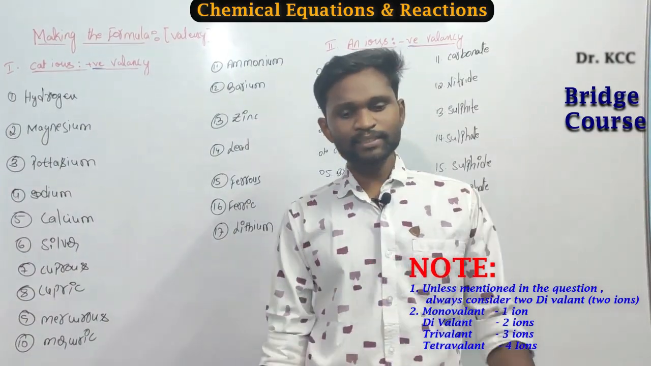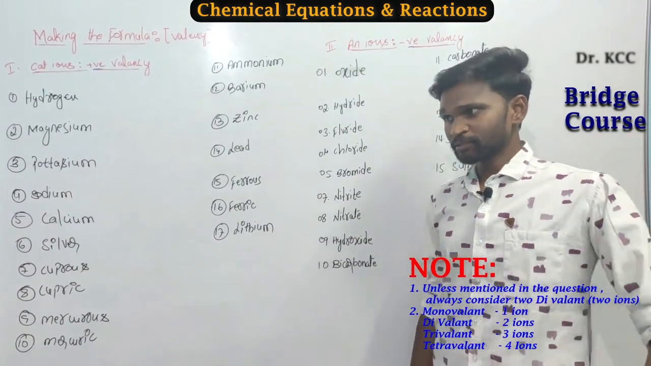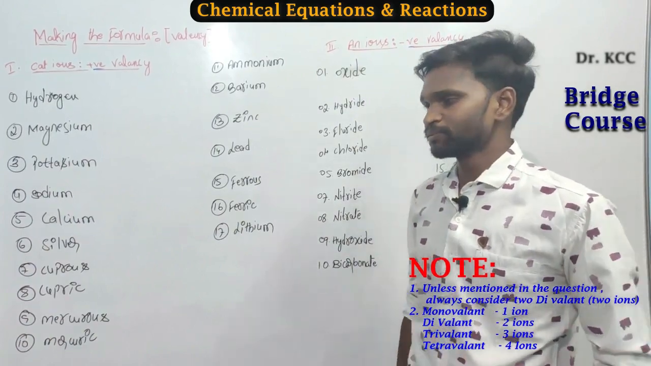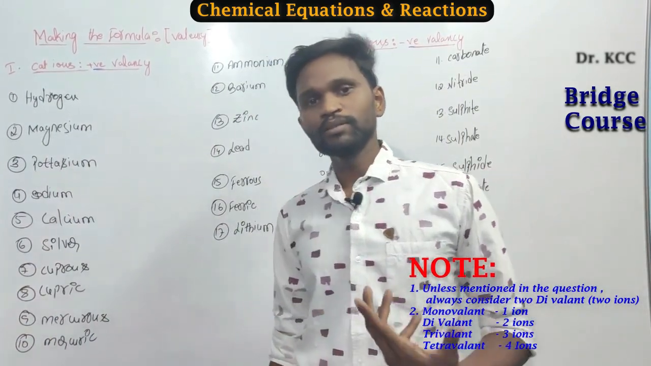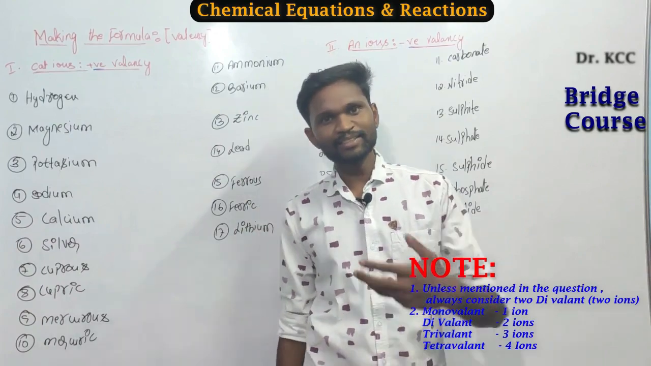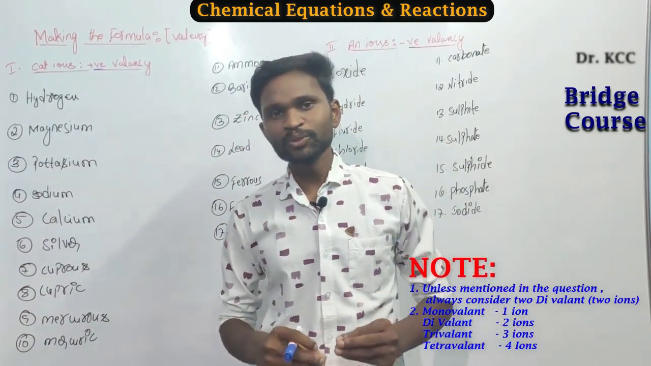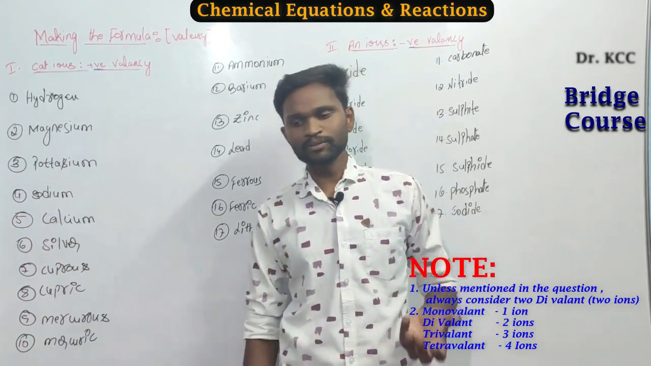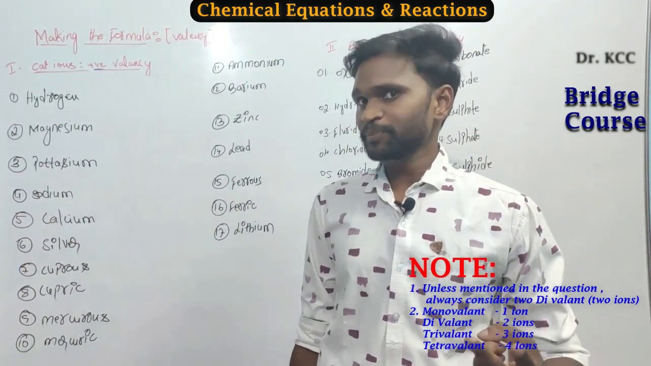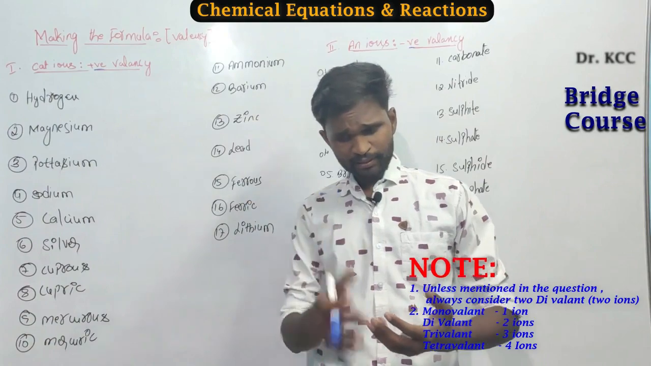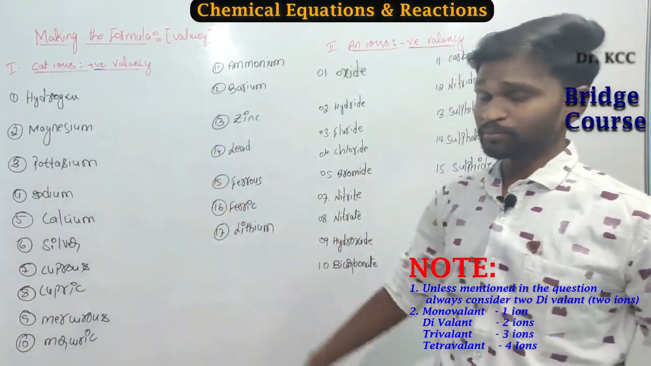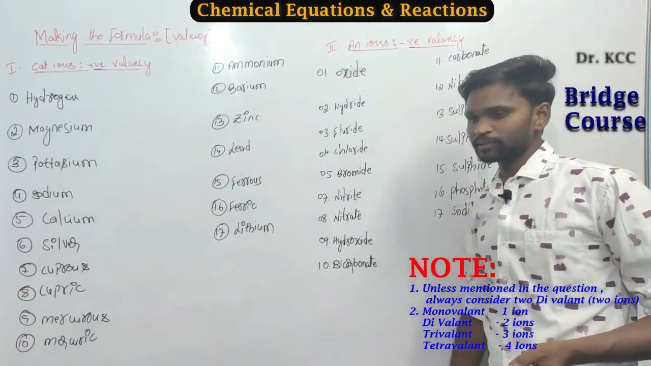So after learning how to write the symbols, in this part 2 video we will learn how to make the formulas. Before you can make the formulas, you are supposed to know something called ions. You should have some knowledge about ions. Ions are of two types, called cations, as you can see on the board, and anions.